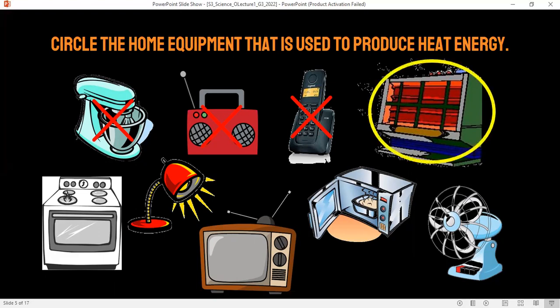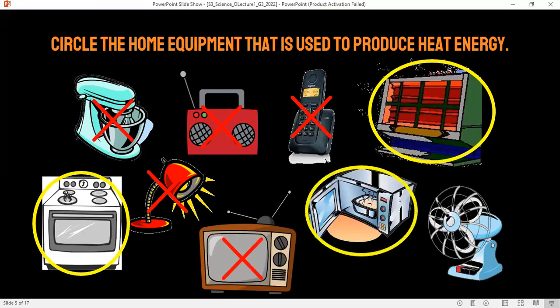Yes, this is a device or a machine that produces heat energy and helps in keeping us warm. The stove, yes. The lamp, no. Do you use your TV in winter time to keep you warm? No. The microwave, yes. We put sometimes our food in the microwave to heat them, right? The fan? No. So the stove, the microwave, and the heater are the three examples that we found and that produce heat energy.